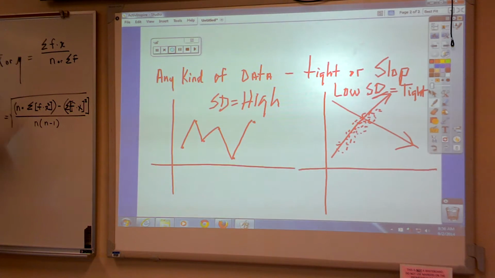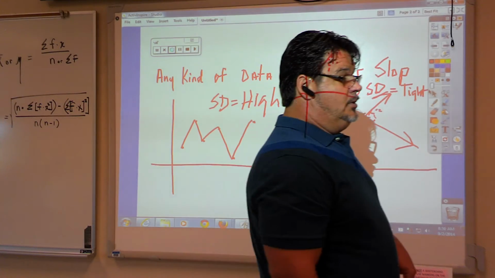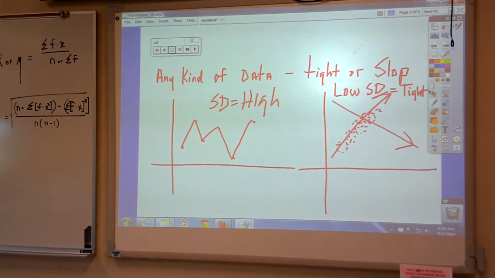What does the mean tell you? The mean tells you where center is. And that's why everybody wants to know what the class average is. But how do you do it? With a frequency distribution. Well, that's what we're fixing to do right now.